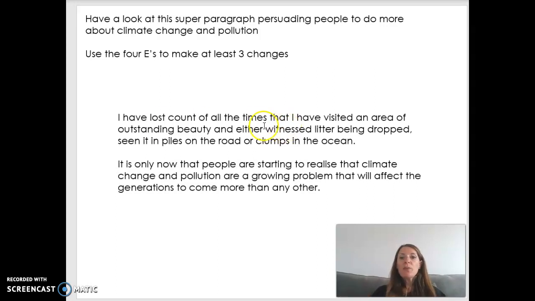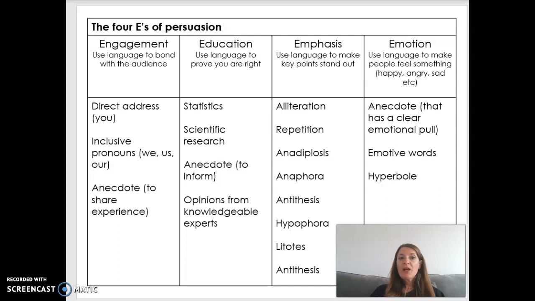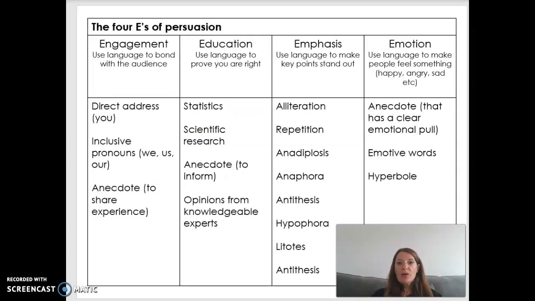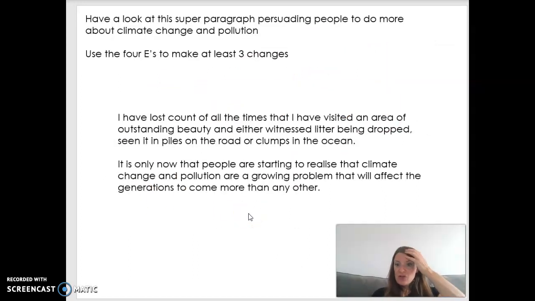I really like that. They've told me an anecdote about their own personal experience. They're proving that they're right, that pollution is a problem, because they're giving me personal experience of it. And they've got a nice point to back that up. But I just think it could be more powerful. I think it could have more of an impact on the audience with a few changes, thanks to the 4 E's. So please can you pause this video and make a note of at least 3 changes you think could be made to this couple of sentences using the 4 E's. So how could it become more educational, more emphasis, more emotion? Once you've made 3 suggestions of things you think could improve it, please restart the video.